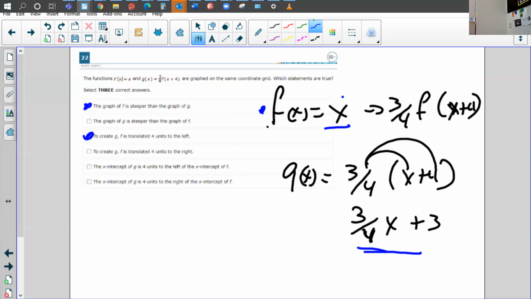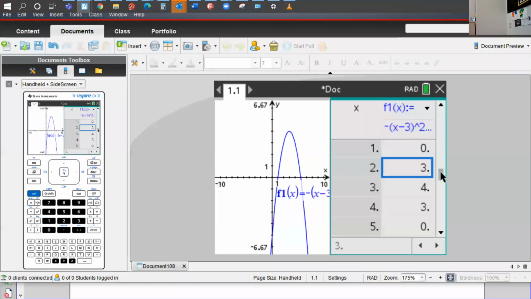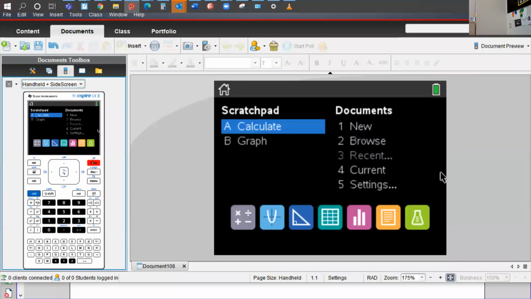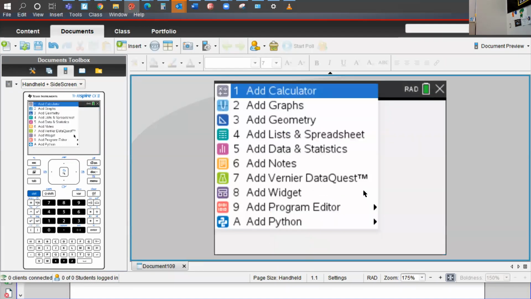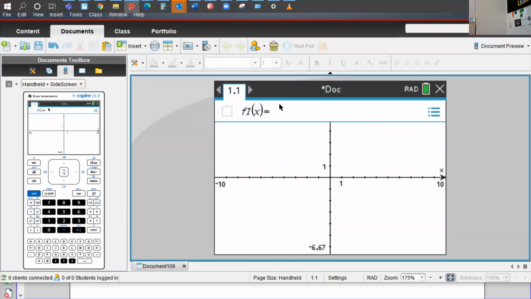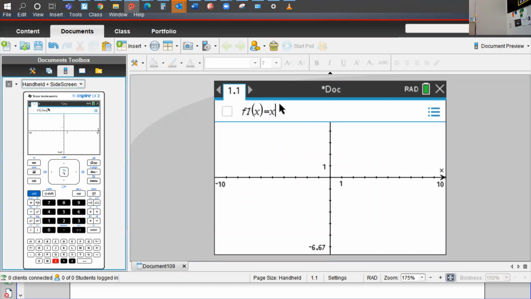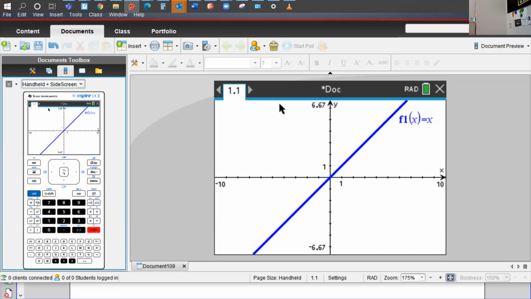And then the x-intercept, again, you can graph it and you'll see. In fact, let's graph it then. We have x and 3/4 x plus 3. I'm going to graph this one. All right, so let's go home, new, no save, graphs. And so the first graph is y equals x, right? We don't put the y equals, we just put x, and then we press enter. So that's the graph.